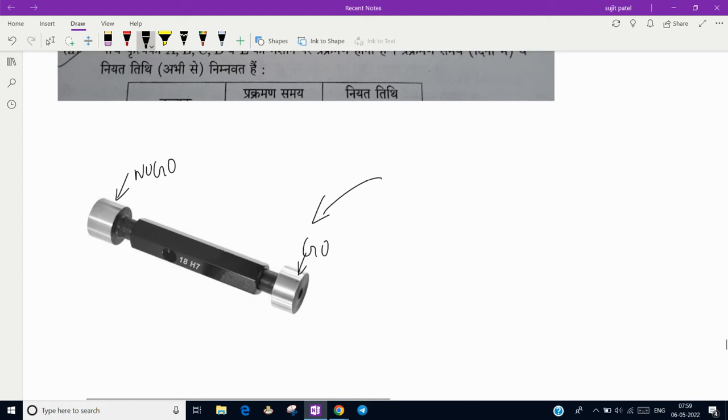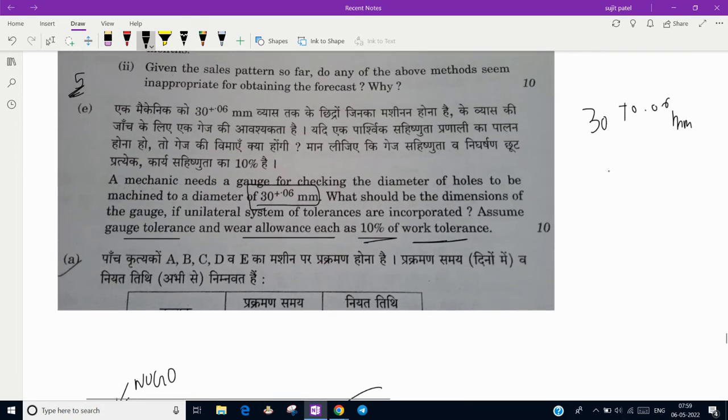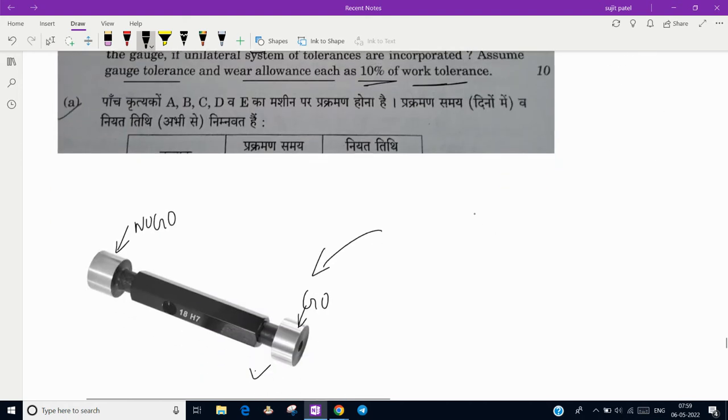So there will be some tolerance we have to give in the hole as well as on the gauge. So what is this? The gauge tolerance and wear allowance both are 10% of the work tolerance. So what is the work tolerance? This 0.06 mm is the work tolerance. So let me write here, work tolerance is 0.06 mm.